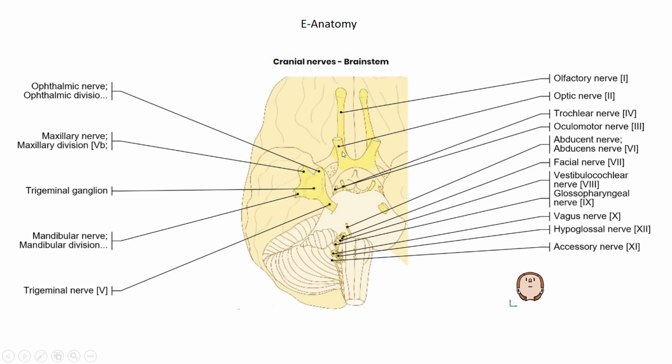And then inferior to that is the optic nerve. Remember, the optic nerves are anterior to the optic chiasm. So here you have the right optic nerve and the left optic nerve, the optic chiasm, and then the right optic tract and the left optic tract. So the nerves are anterior to the chiasm and the tracts are posterior to the chiasm. And here's the infundibulum right here.